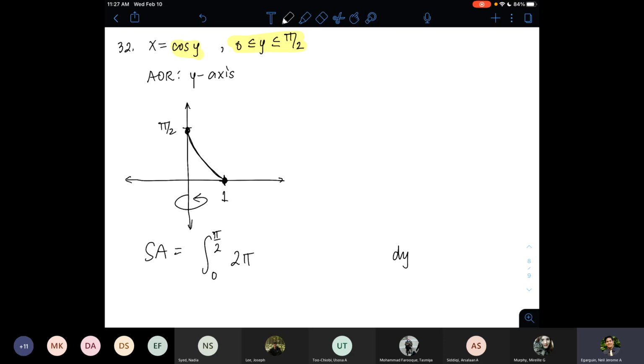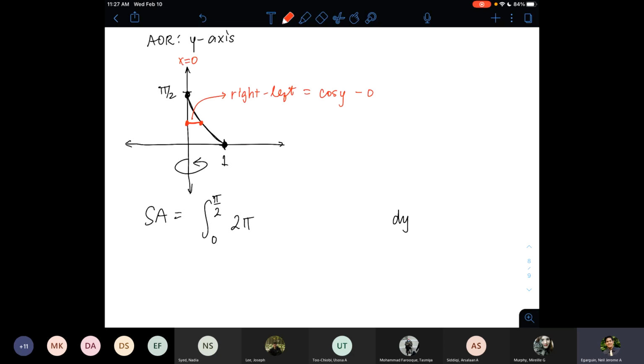Well, the radius would be from the AOR towards the arc, okay? And you see that that is just a horizontal strip. And remember, when we are measuring horizontal strips, we are just doing right minus left. The right function is cosine y. The left function is 0 because the equation of the y-axis is x equals 0, right? So that means the length of the radius here would be cosine y.